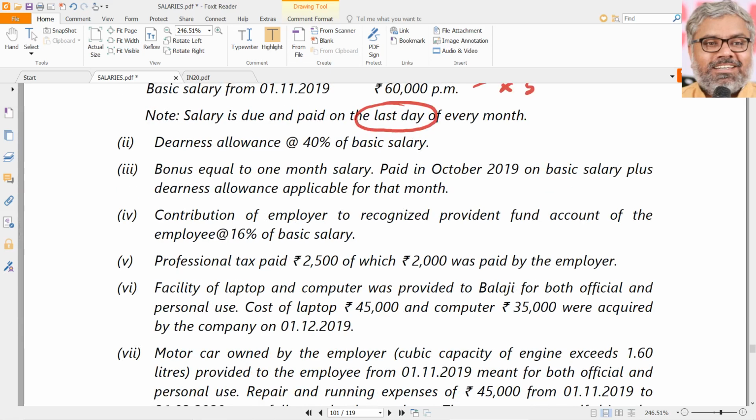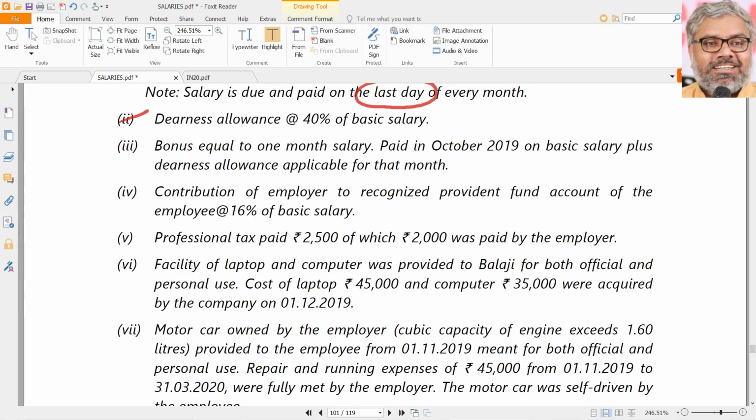Then it is given that DA is 40% of basic. You can calculate that. It is not given whether it is forming part of salary or not. So it is your choice. You can take it as forming part of salary and then calculate.